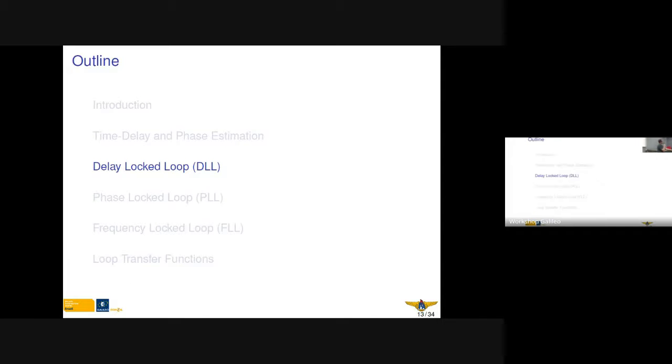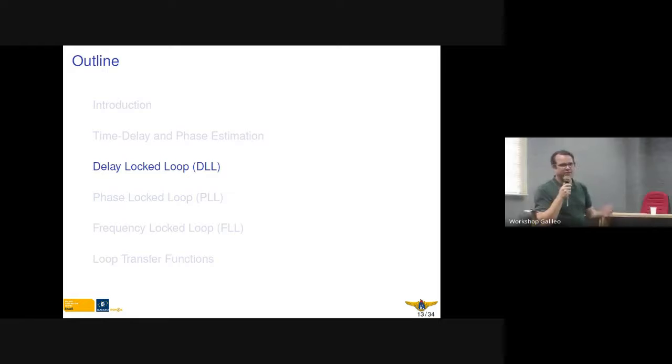So we have shown how we can derive an implementation of a delay lock loop and a phase lock loop starting from the joint maximum likelihood estimator for time delay and phase. We could also use a Bayesian estimator and derive the delay lock loop and the phase lock loop from this. I chose this way, starting with the assumption that the parameters are not changing over time and are constant, to a feedback system, but you can arrive at the same result.